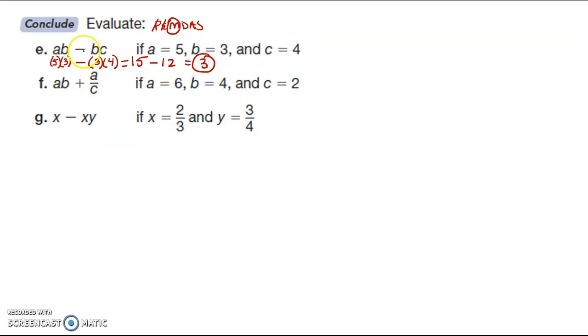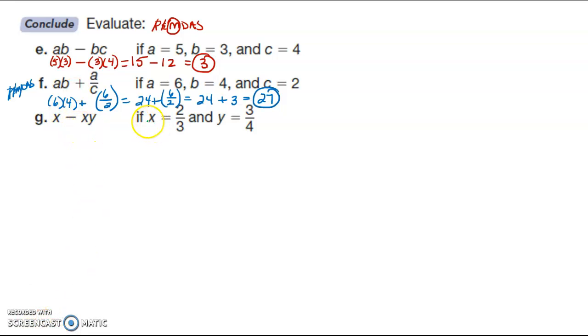Go ahead and change colors. I'm going to do the same thing here. I'm going to plug in A, B, and C. So A times B, I have 6 times 4, plus 6 divided by 2. And again, if I PEMDAS this, we don't have any parentheses or exponents, but I'm going to do multiplication. So I have 24 plus 6 divided by 2. Then I need to do division: 6 divided by 2 is 3. And then I can add that and get my answer, 27.